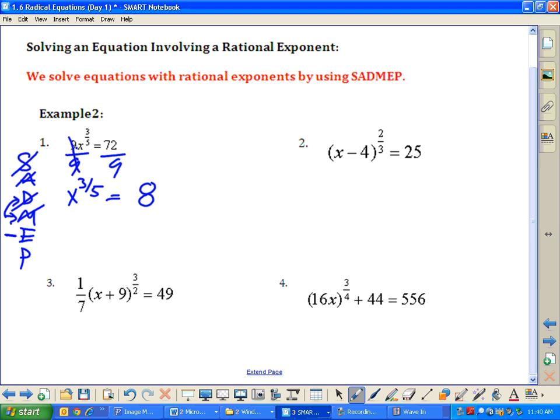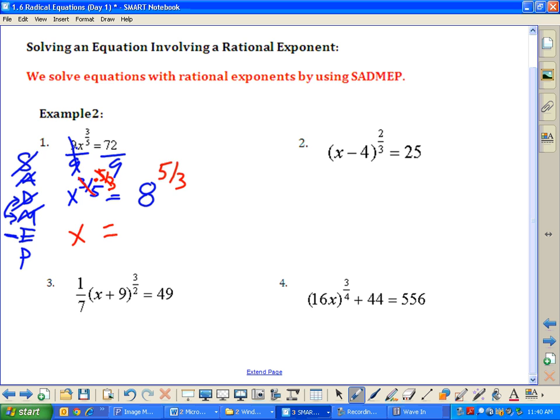Now I have to take care of my exponent. You see how it's raised to the 3/5 power? We can actually multiply 3/5 by something and make it go away. Anybody care to guess what that is? 5/3. Very good. So we're going to raise this side to the 5/3 power. But what you do to one side of an equal sign, you do to the other, yeah. You people know me. So you got x all by itself, right?